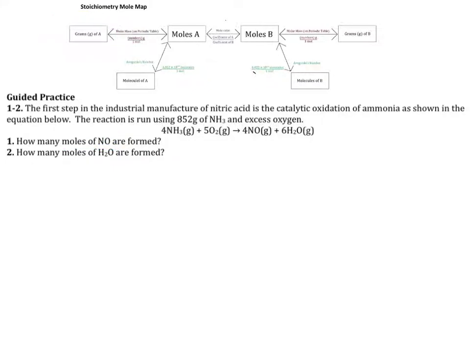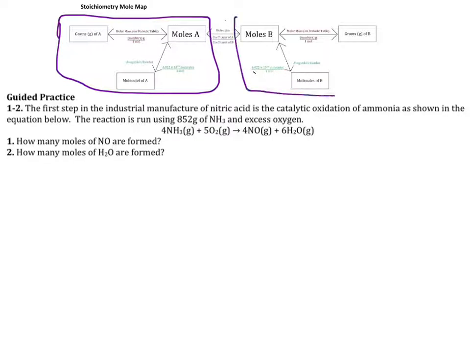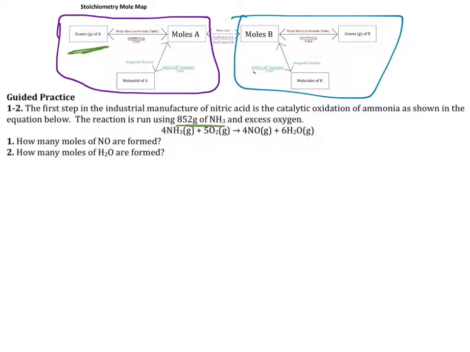Something that I really want to highlight here is that all of this here is substance A. This all is the same substance. So if we have grams of NH3, we can go to moles of NH3, we can go to molecules of NH3, and so these are all the same substance. This here is a different substance, and so this is B, and then this is the bridge that connects the two. So in this first problem, we are given grams of A, and it's asking for moles of a different substance. So we're starting here and going here.